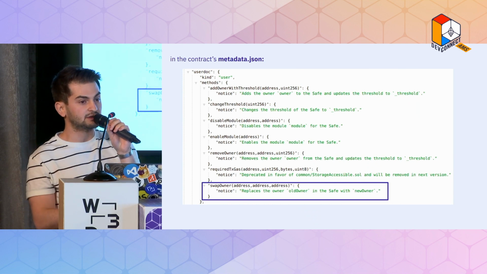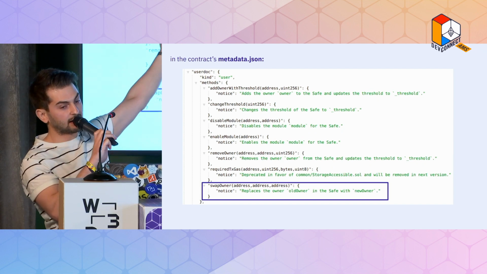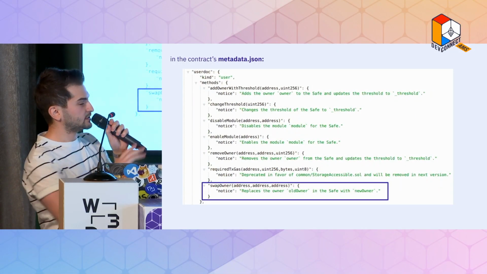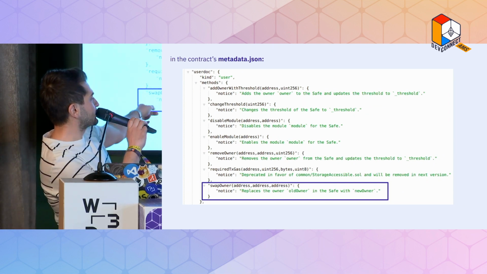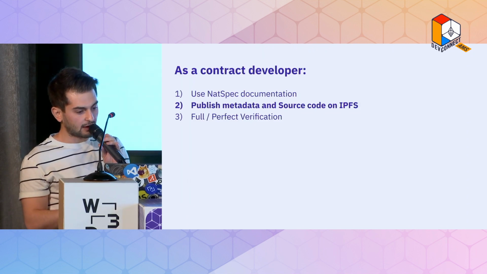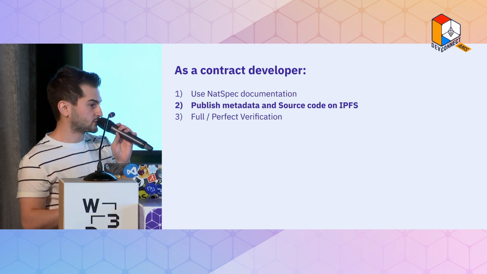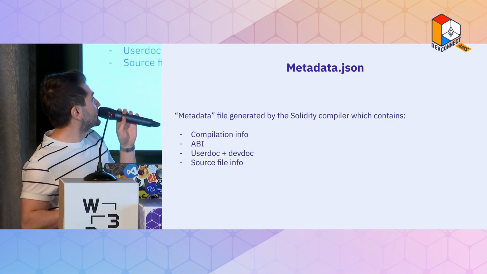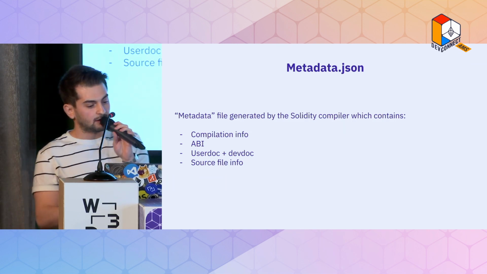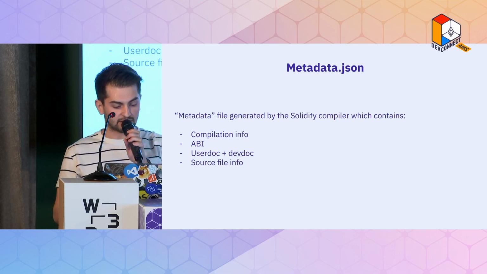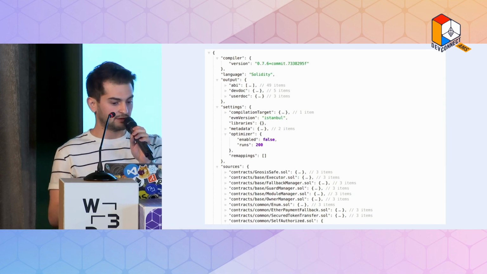And the documentation gets mapped into a document called Metadata JSON. It's an output document by the Solidity compiler, which has all the needed information about the contract, and can be seen like this. And you then should publish the metadata and the source code on IPFS, if you want your source code, of course, to be public. The metadata JSON is a file containing compilation info, ABI, user documentation, and also source file information. That looks like this.